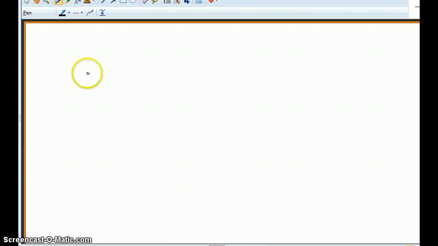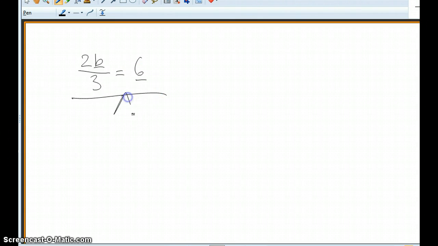How about this one? What was done first to the number b? It was times by 2 first, and then what happened? Then it was divided by 3, and my answer was 6. At the moment, these things are exactly in balance. The last thing that happened to the b was it was divided by 3. Therefore, that's the first thing I'm going to undo by multiplying both sides by 3.